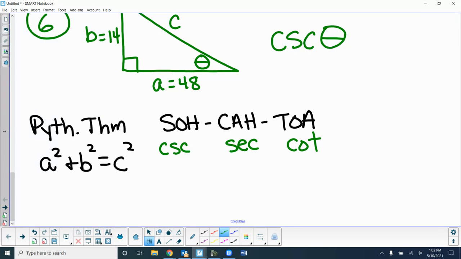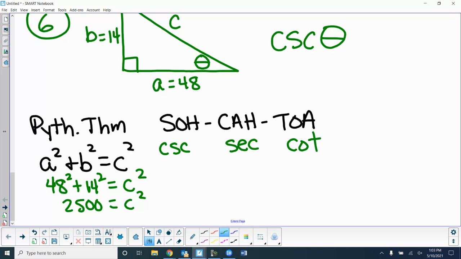So since I'm looking for cosecant, which is the reciprocal of sine, I need the opposite side over the hypotenuse. I've got the opposite side, 14. I don't have the hypotenuse, so I have to use the Pythagorean theorem to find C. And when I do the math, that's 2,500 for C squared.